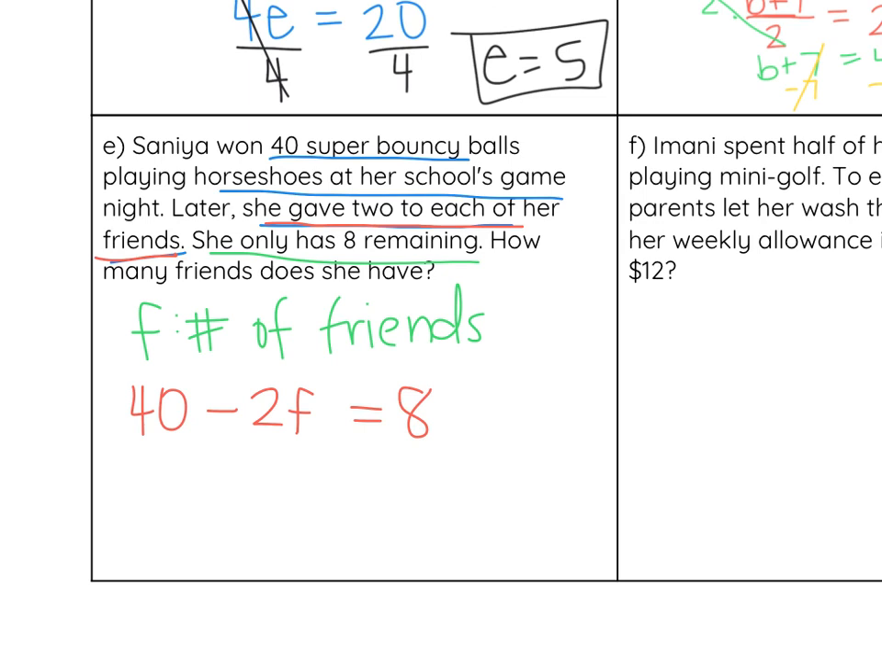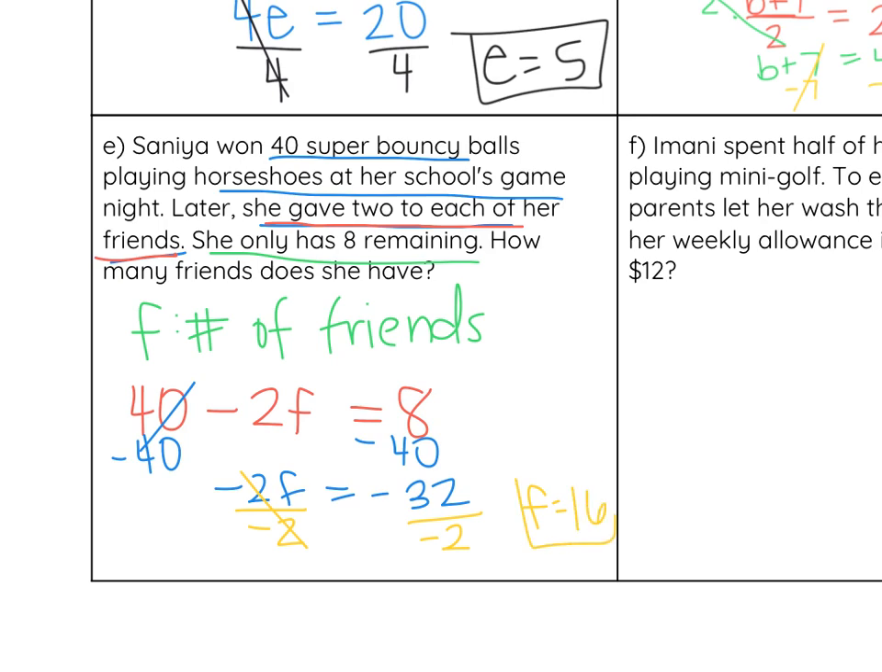Remember, we're trying to get the variable f by itself, so we're looking for inverse operations. Now, the first thing I want to move is this 40 out here, so I'm going to subtract 40 on both sides. That leaves me with negative 2f equals negative 32. Now to get f by itself, we're going to divide both sides by negative 2. Because this is multiplication, we got to undo it with division. So F is equal to 16. So she had 16 friends.